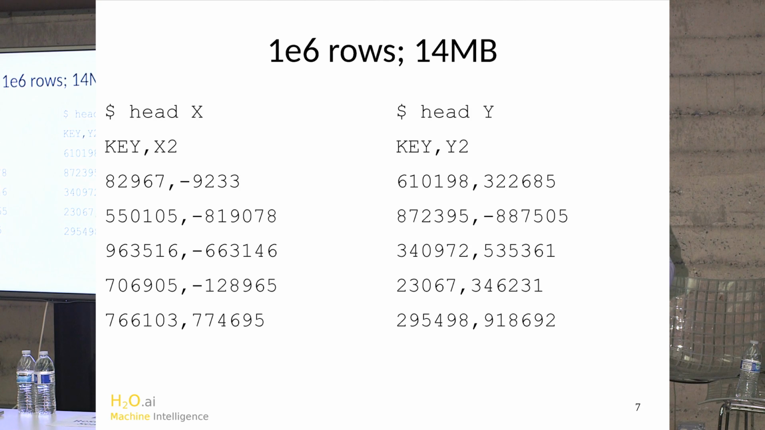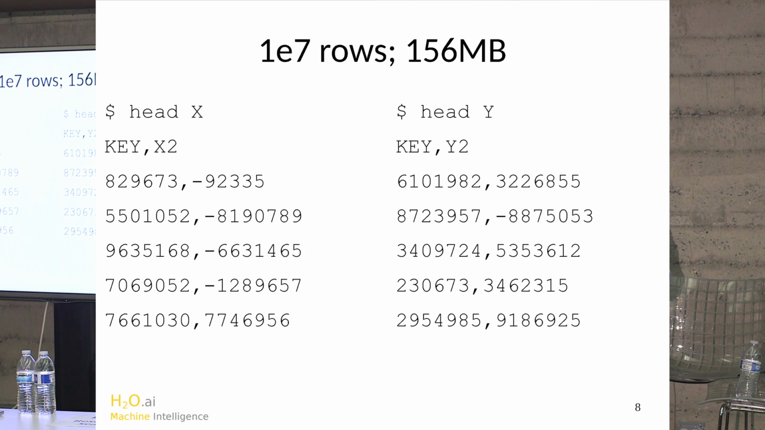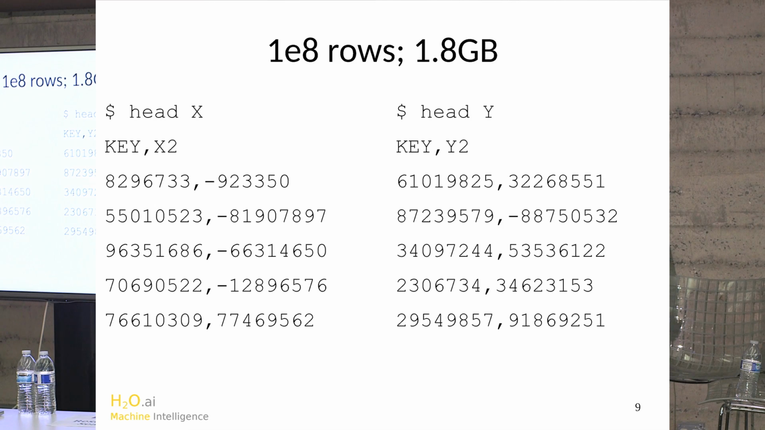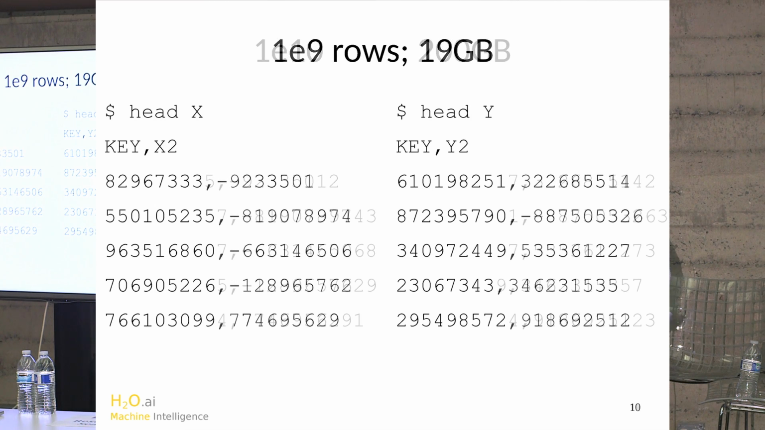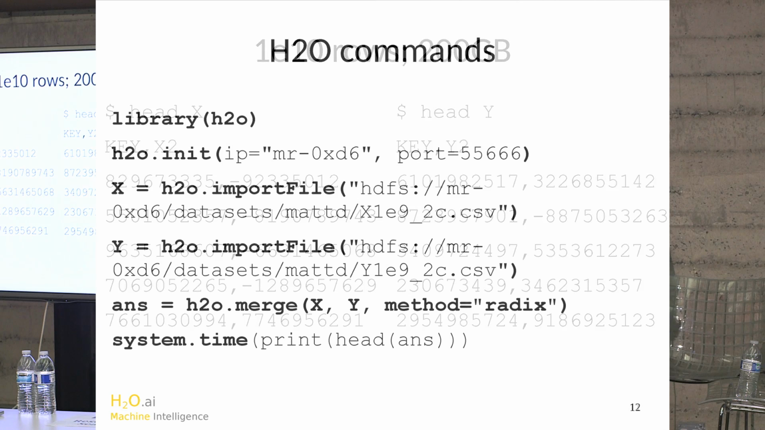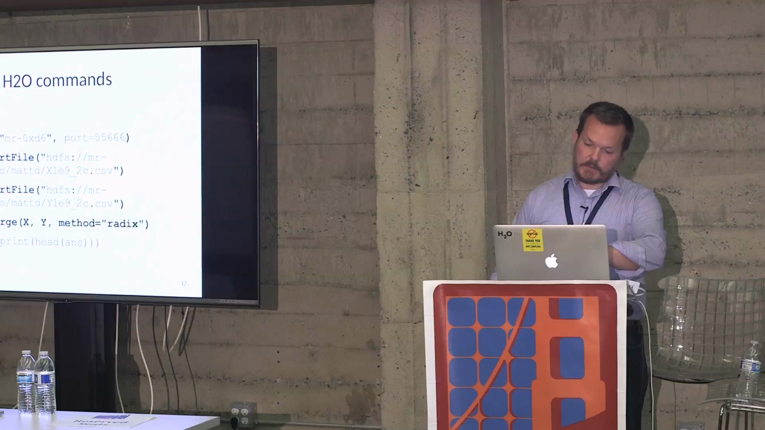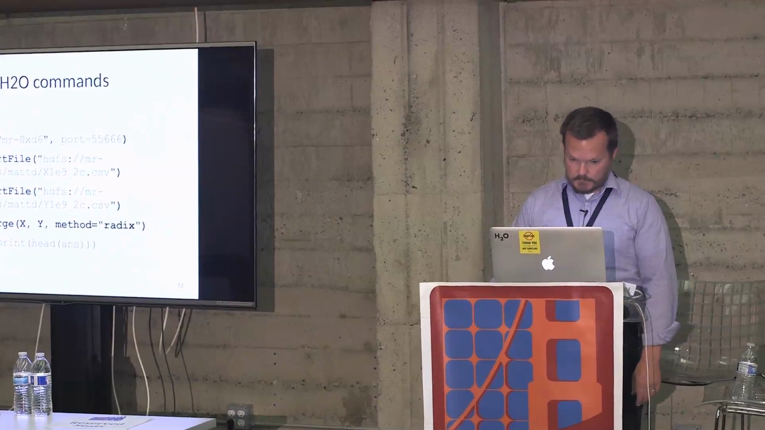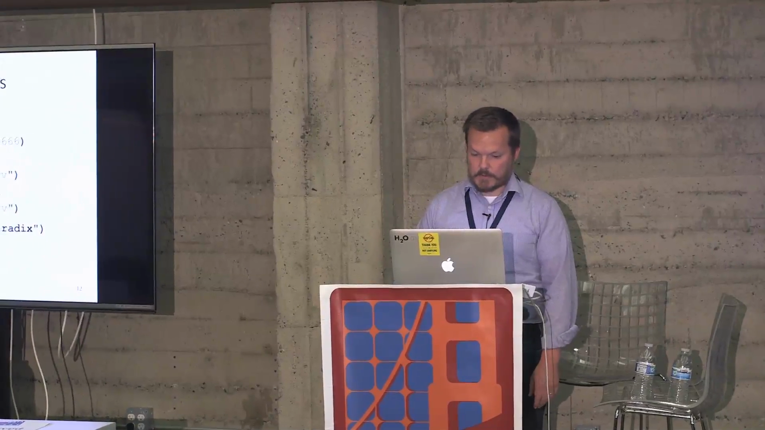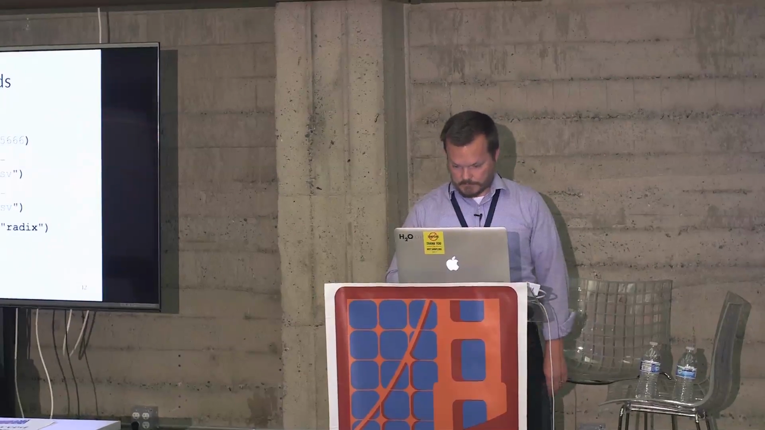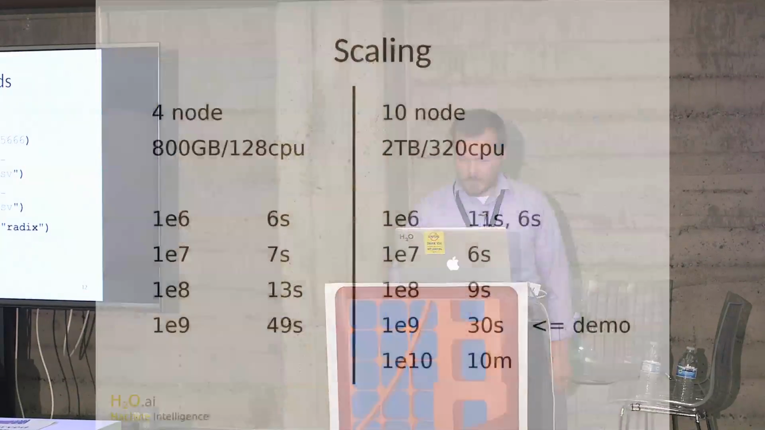And then just to show the data, as we're increasing the number of rows from 1 million up, we're also increasing the width of the key, which is really important for a decent test. So 100 million rows, 1 billion rows, the keys are getting wider, 10 billion rows, 200 gig. And then the H2O commands are really simple. You just library H2O or import H2O in Python. You init to the cluster, one command to load the data, and then merge just like R or Python, and then usual commands. So it's so simple it fits on one slide.